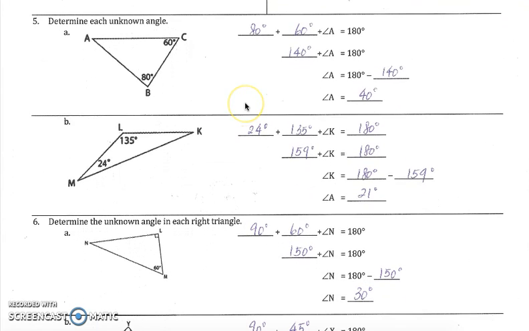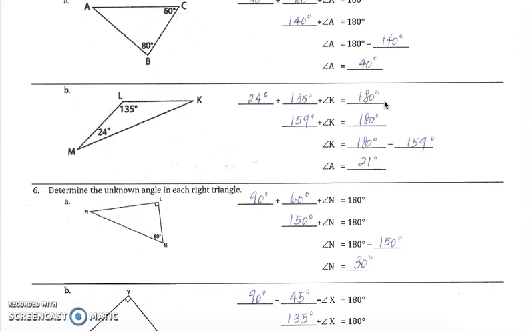Question 5. Determine each unknown angle. The unknown angle is angle A in the diagram. All 3 angles should add up to 180 degrees. Therefore, to find angle A, we add 80 and 60, which makes 140 degrees. And we subtract this 140 degrees from 180 to get the size of angle A to be 40 degrees.